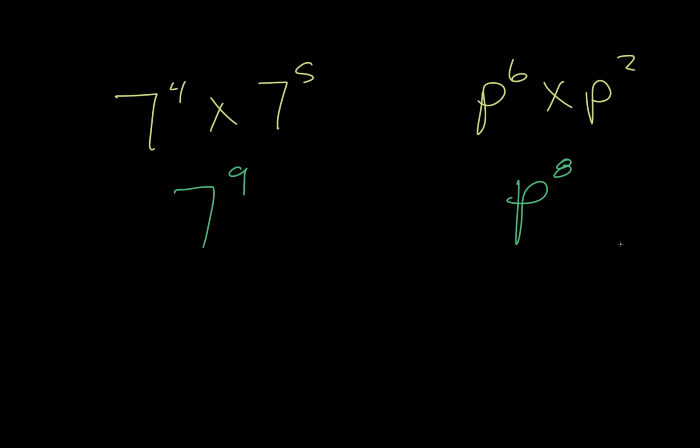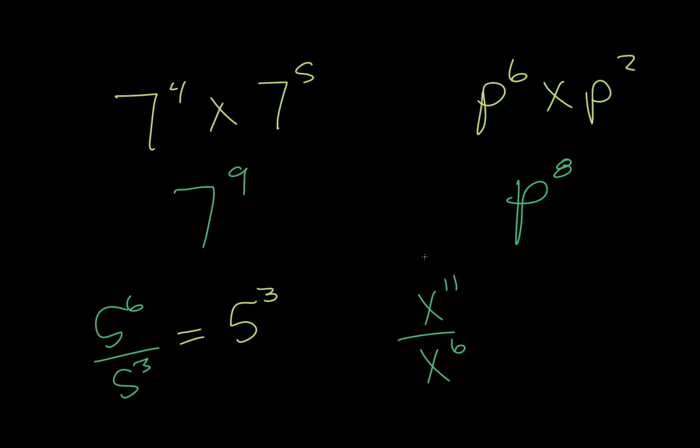Next example, number 10. We have 5 to the 6th over 5 to the 3, and x to the 11th over x to the 6th. So this is using the next exponent rule, where we subtract exponents. So this is just going to be 5 to the 3, and then if we do 11 minus 6, we get 5, so it's x to the 5.